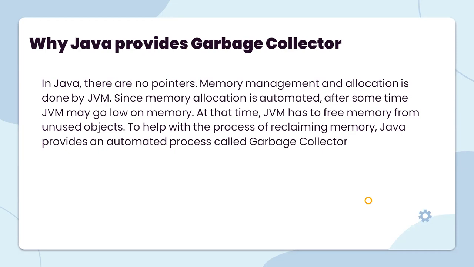Since the memory allocation is automated, after some time the JVM may go low on memory. At that time, the JVM has to free memory from unused objects to reclaim memory. Java provides an automated process called the garbage collector. Because pointers are not available in Java, we have a garbage collector that is called automatically and removes the unused objects.